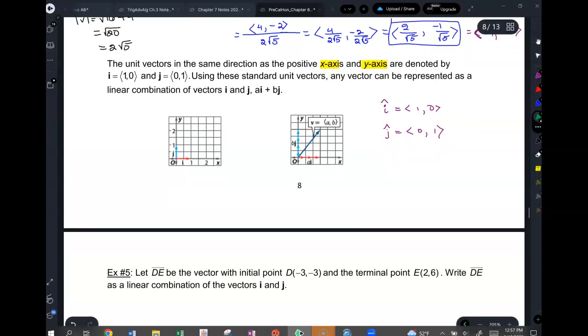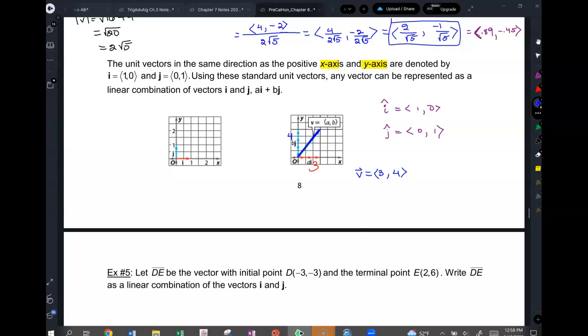Because i hat and j hat are always in cahoots with each other, you can get a series of i hats. Let's say you get 3 i hats, and then let's say you get 4 j hats, and together you can create a vector that has components 3, 4. Isn't that cool? So now, this is the component form of that vector.